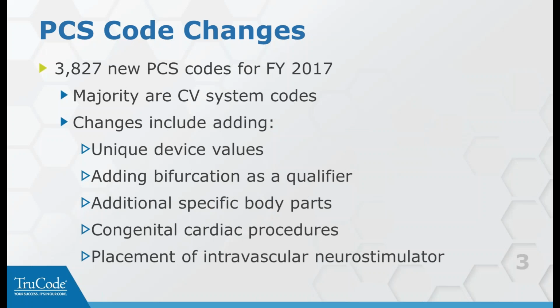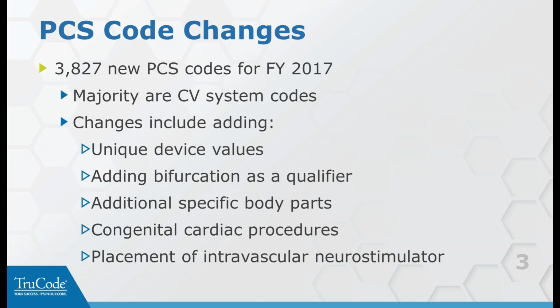I want to start with just touching on some of the more significant PCS changes that went into effect October 1 for this fiscal year that we're in, and then I want to go into the majority of the presentation looking at areas of confusion and error that they found in the first year's data with coding with PCS, and try to touch on some of those areas and kind of try to clarify some of the confusion that's out there. As you can see, there were 3,827 new PCS codes that went into effect for fiscal year 2017.